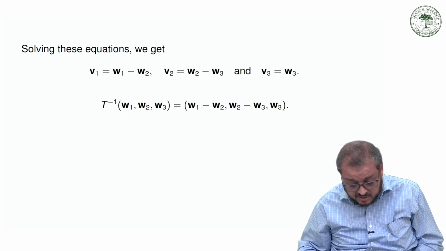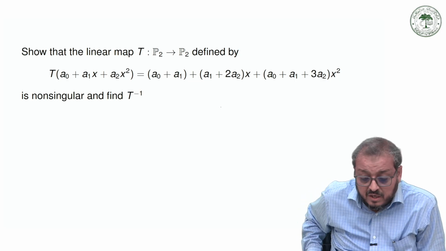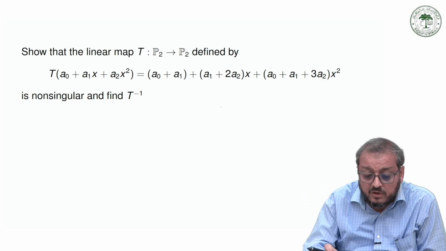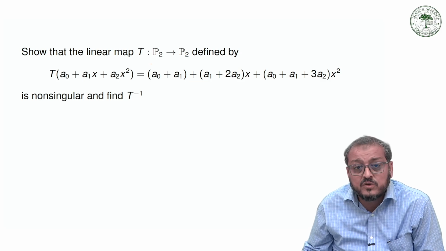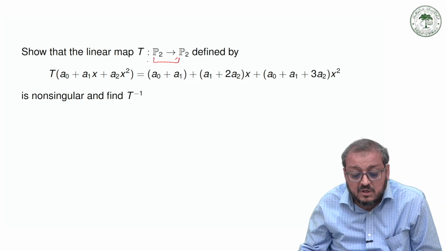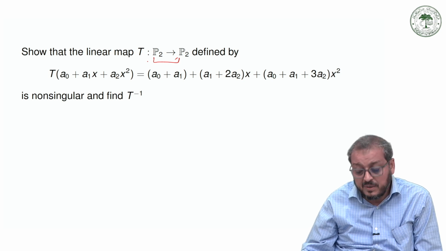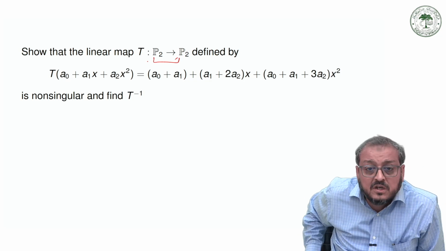Now I have one more problem: try to find whether the map is non-singular or not. Show that this map is non-singular, because it is again P2 to P2. So it is enough to show that the kernel of this is equal to 0.